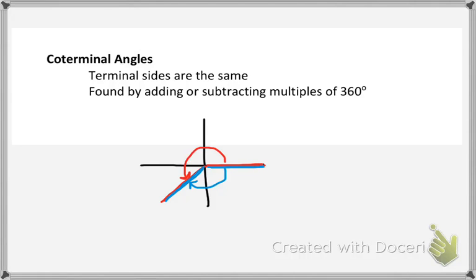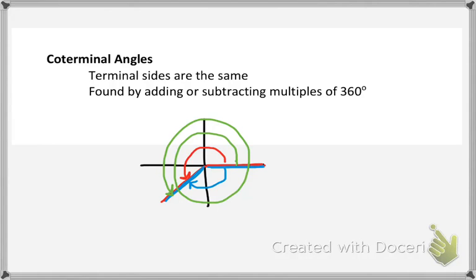Now we could also put in another one. There are multiple coterminal angles. Maybe it's another positive one that starts here, the exact same spot, and goes around one full rotation and then ends in the exact same spot as the other two angles. So there are multiple coterminal angles that you can find to one given angle.